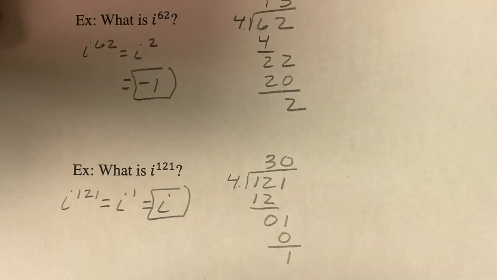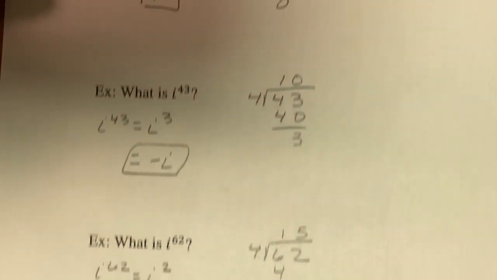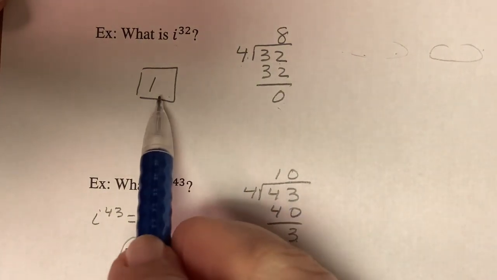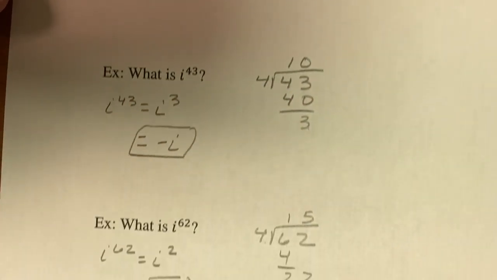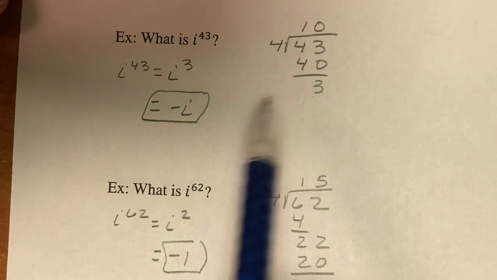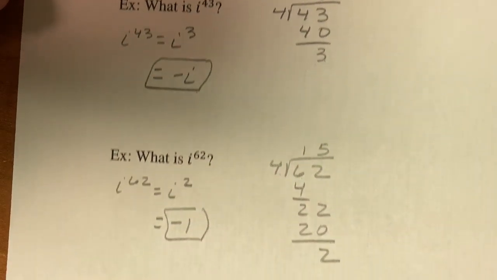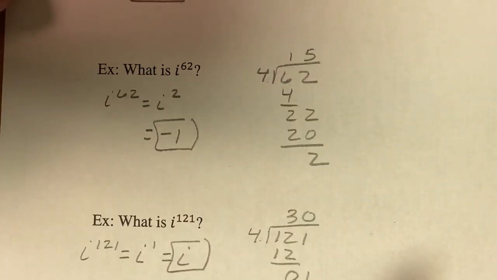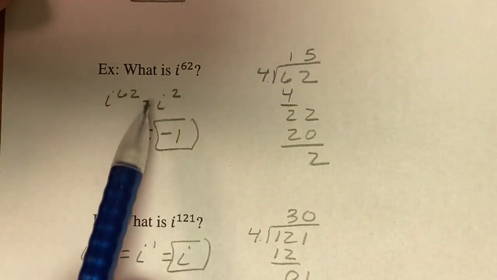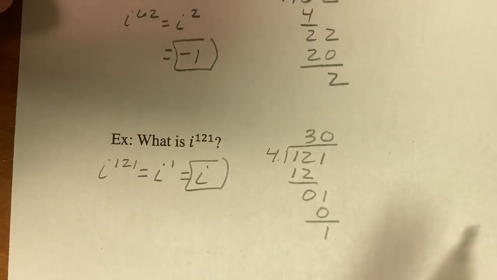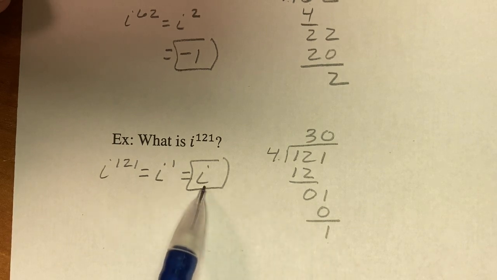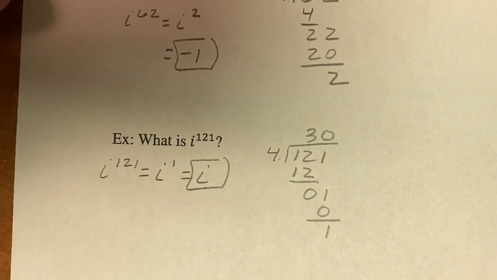So put it all together. What does that tell you? Look at the remainder. If the remainder is 0, your answer is 1. If the remainder is 3, your answer is negative i. If the remainder is 2, your answer is negative 1, because that's i squared. And if there's 1 remainder, think about it, that means that everything is in a group of 4 except for 1 lonely i at the end, and the answer is i.